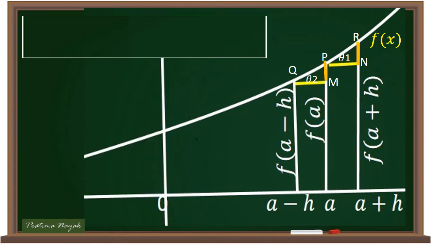So now if tan theta 1 is equal to tan theta 2, then RHD is equal to LHD. Then only f(x) is differentiable at x is equal to a.